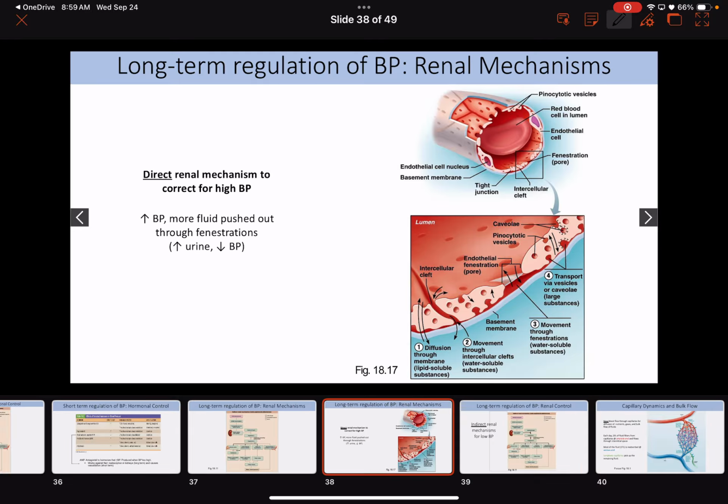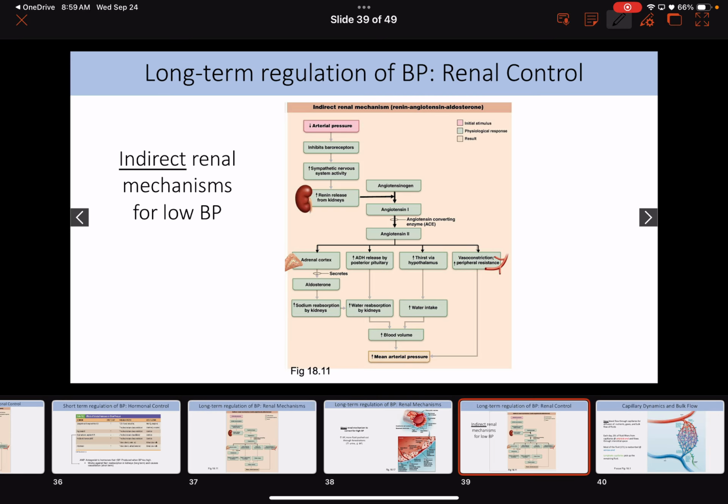This way is how the kidneys, by their structure, immediately change blood pressure. This is a direct mechanism. Versus indirect, it's a more longer sequential path to get to that increase in blood pressure.